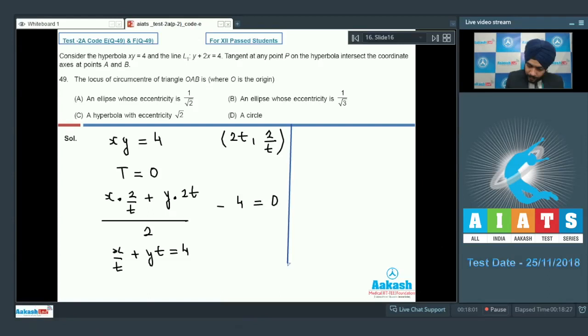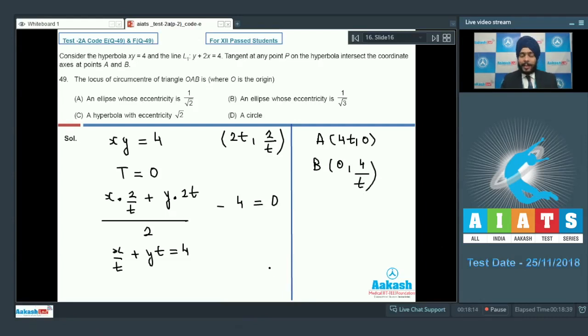Now students, xt plus yt equals 4. This line intersects the x-axis at a point (4t, 0) and it intersects the y-axis at a point (0, 4/t). I need the locus of the circumcenter. This is a right angle triangle. Circumcenter, let us say C, will be the midpoint of the hypotenuse (2t, 2/t).